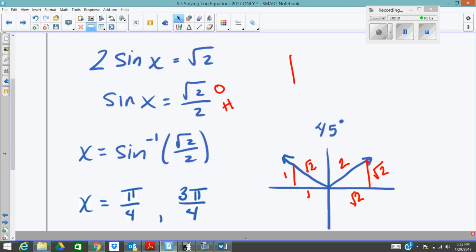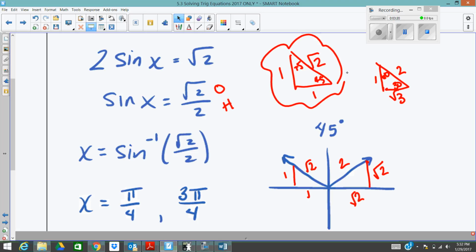Back to our two right triangles, 45, 45, 90, or our 30, 60, 90 right triangles. So this one matches the first, it's just multiplied by the square root of 2. So that means our reference angle is 45 degrees, or pi over 4. So this angle here is pi over 4.